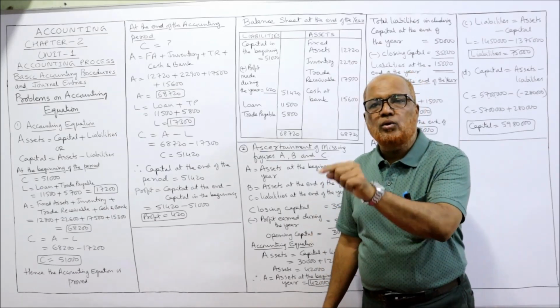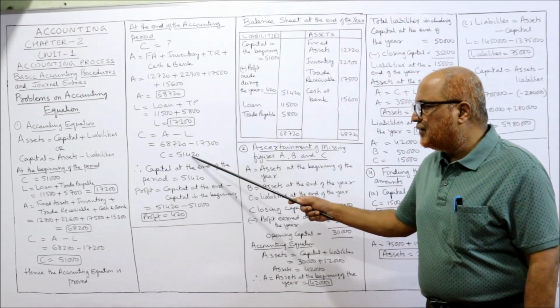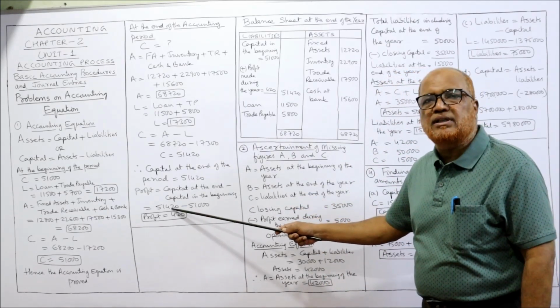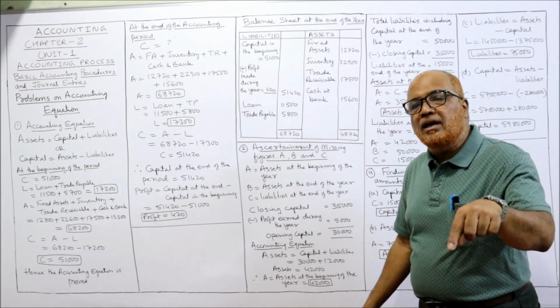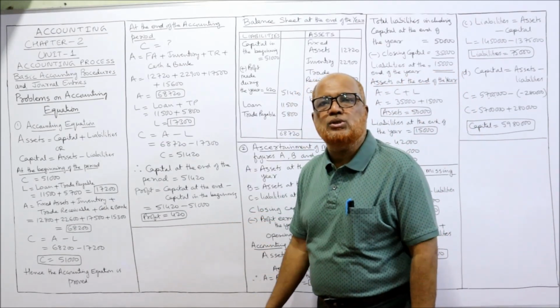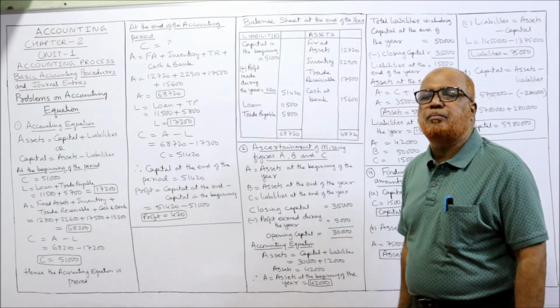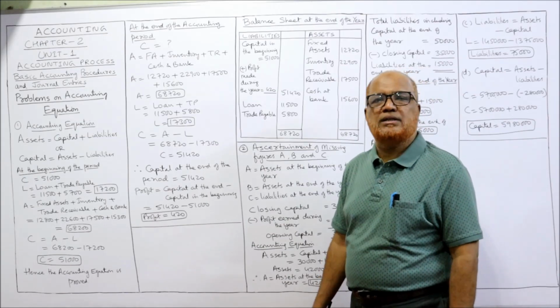It is asking you to find out the profit. So, what is the capital at the end of the year? 51,420 is the capital at the end of the year. Capital at the beginning of the year we have already been given in the problem: 51,000. So 51,420 minus 51,000, profit is 420.